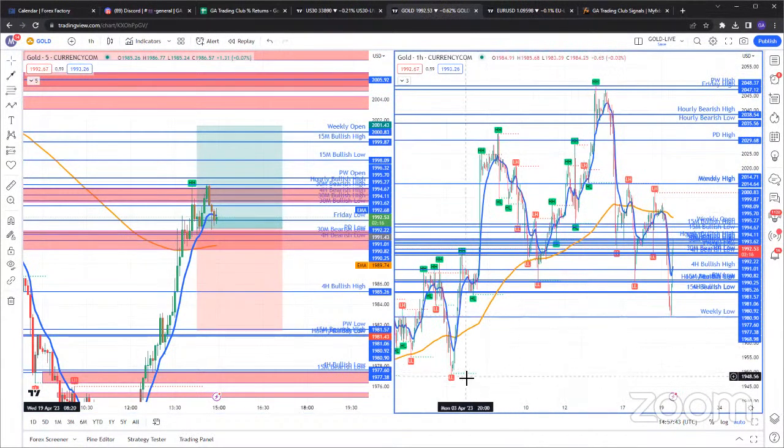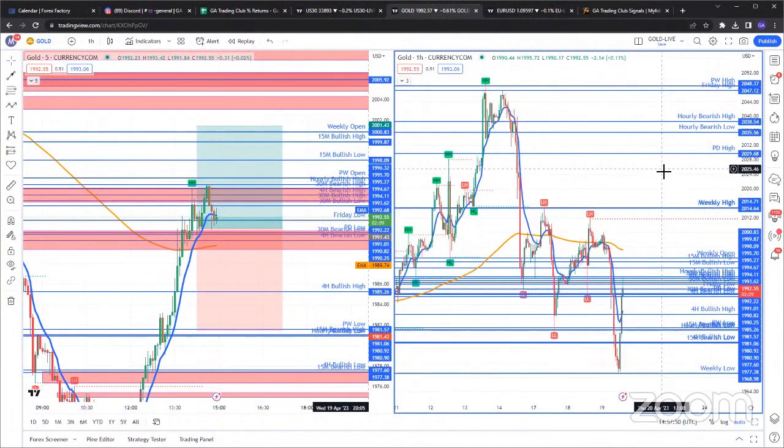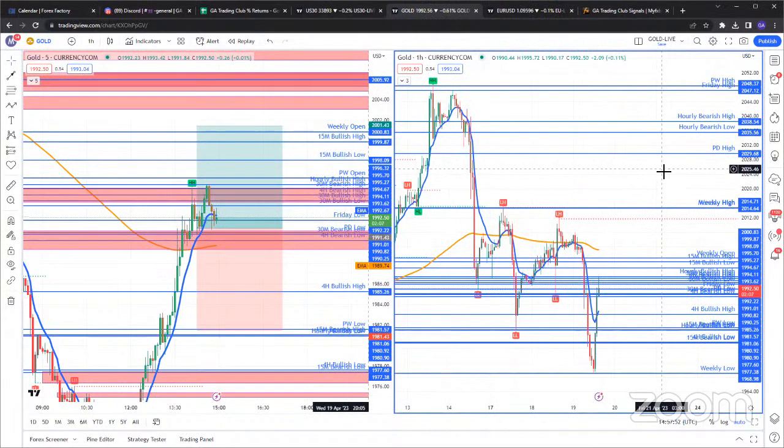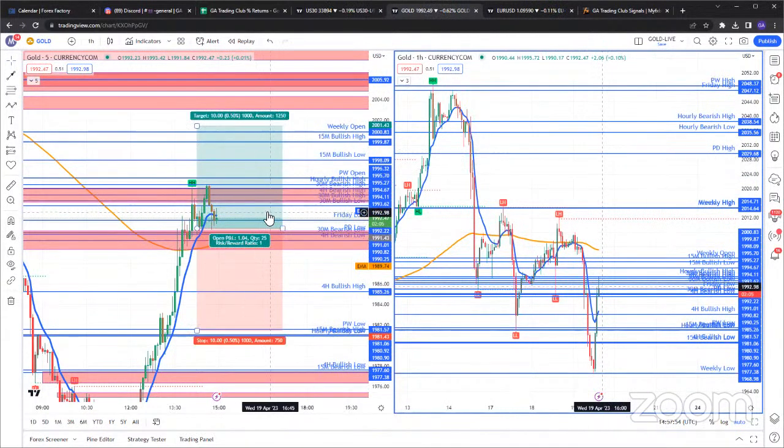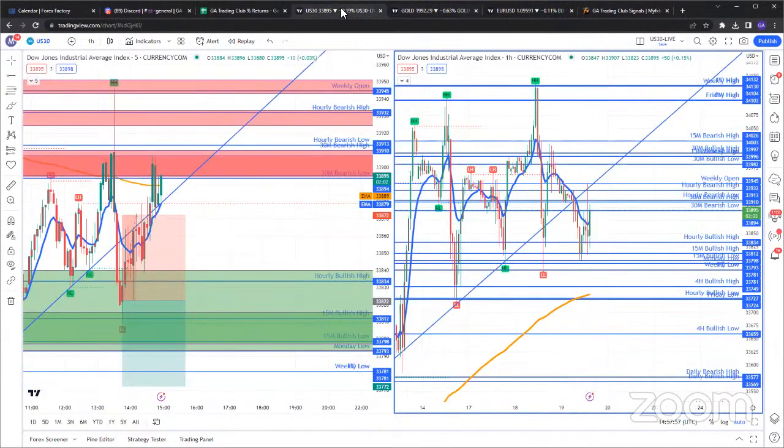Structure to the downside, possibly 1950. But even for that to happen, I just don't like this whole structure. So for me, gold right now is just consolidating. That's what I see for gold. Any other question?